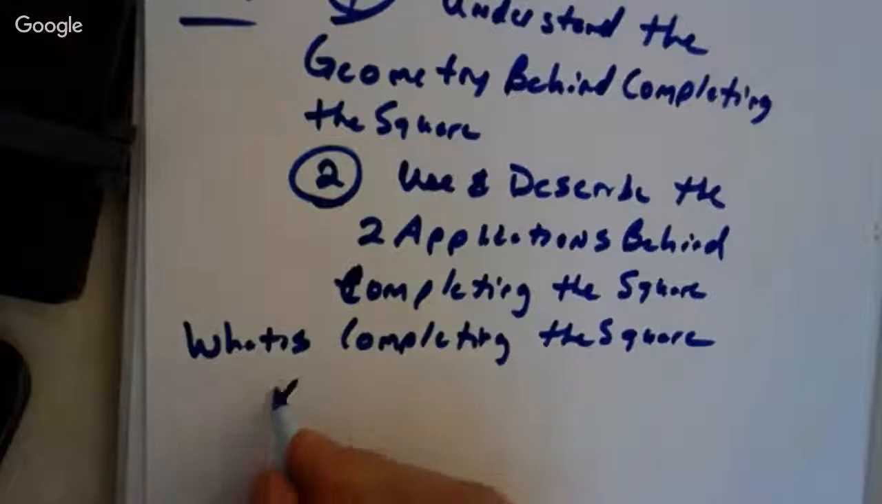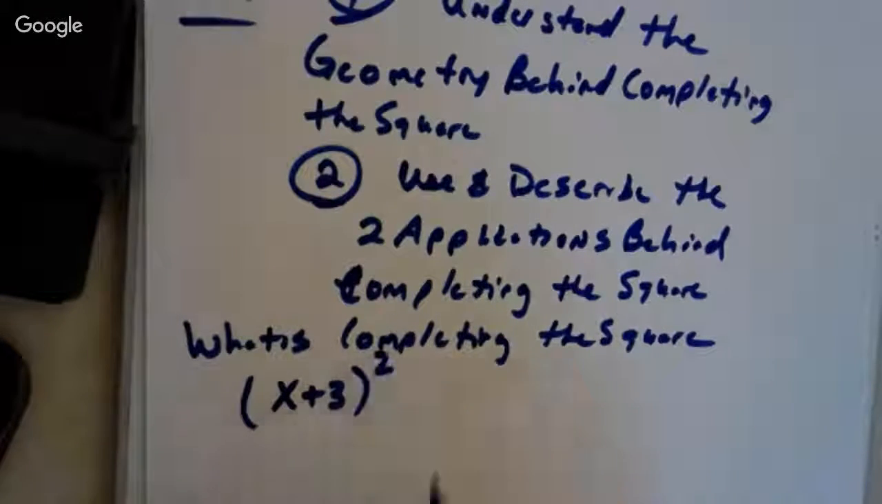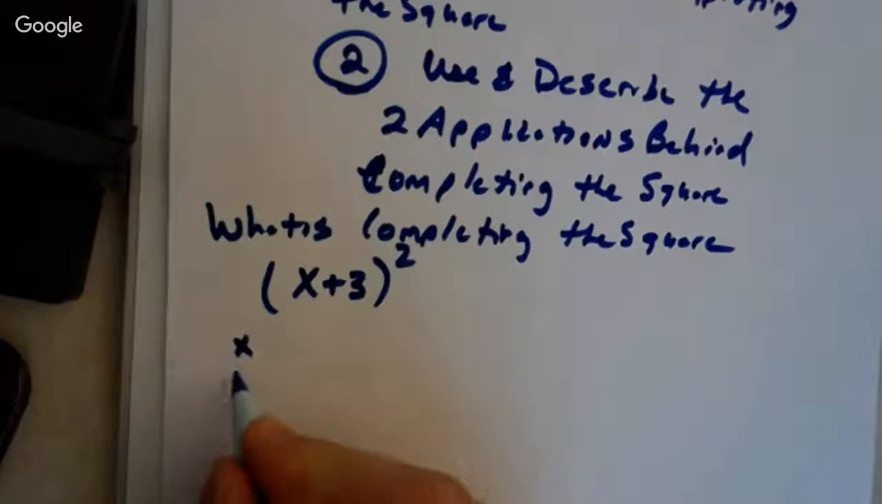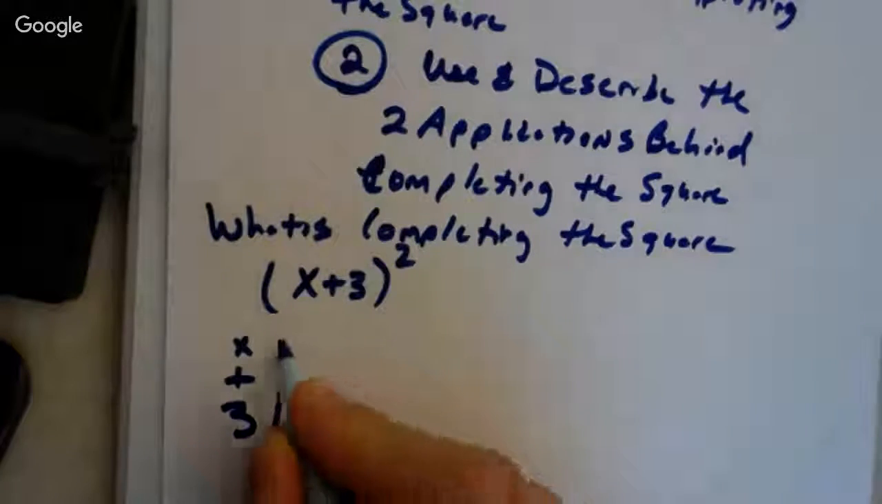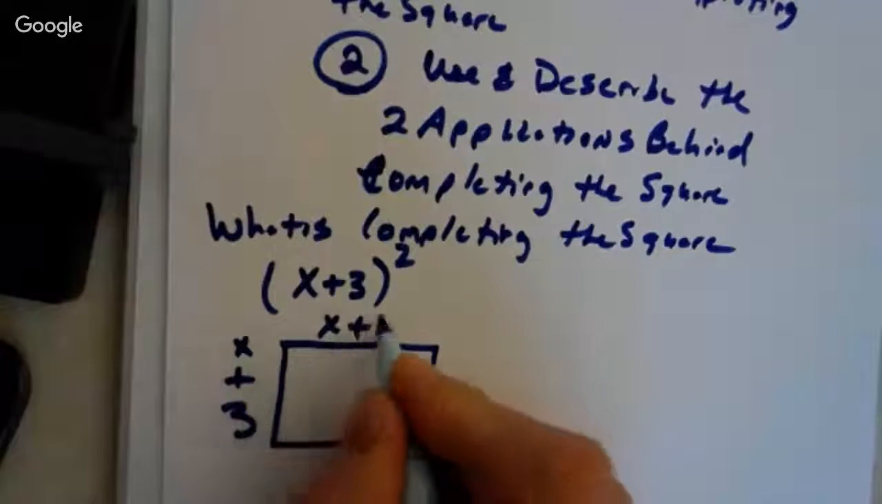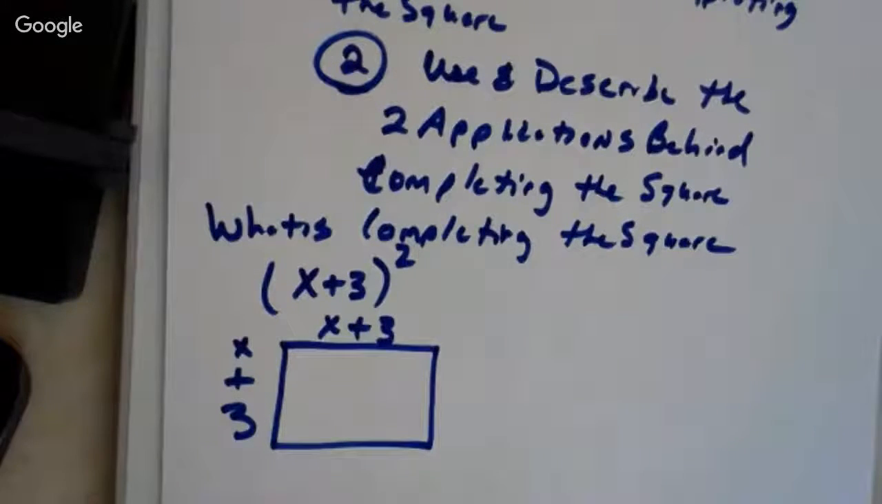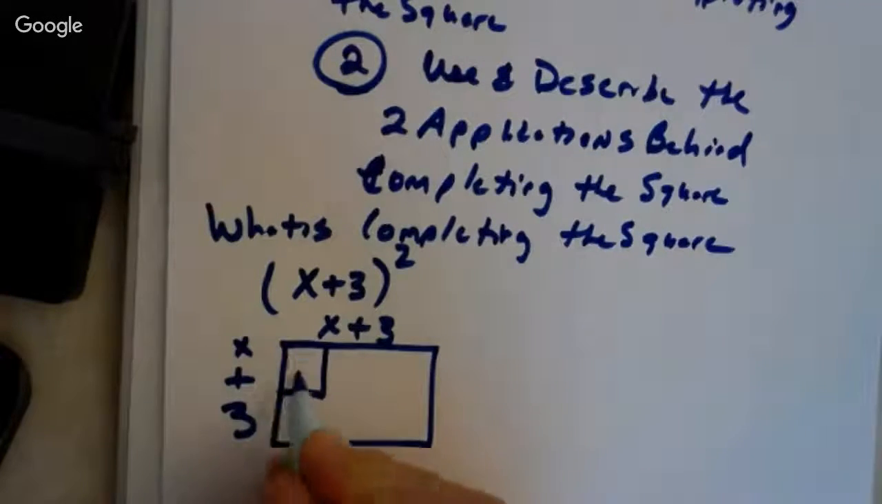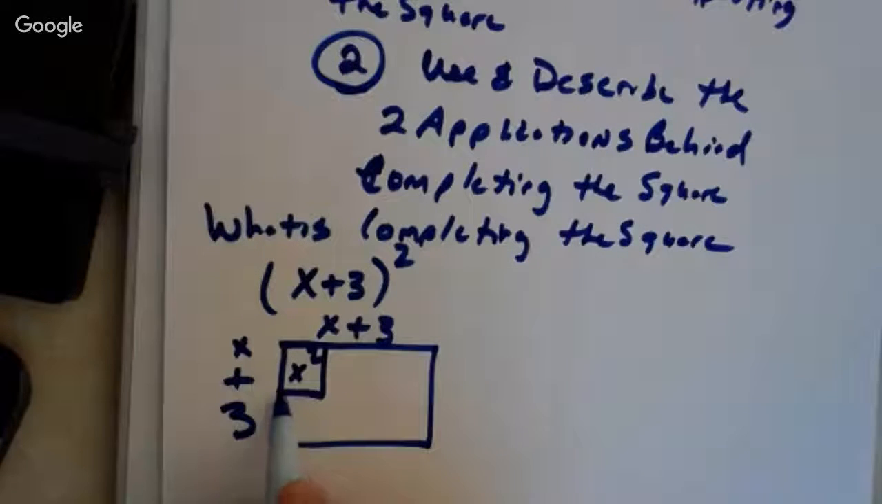So let's look at something like x plus 3 squared. Okay, what does that look like? That's some distance x plus 3 on both sides, which we could break down into its factors. You guys have learned that x times x is x squared. That we'd have a length of 3 x's.